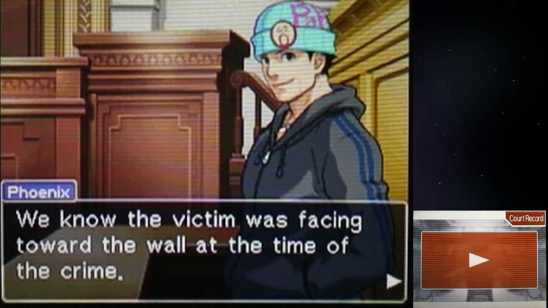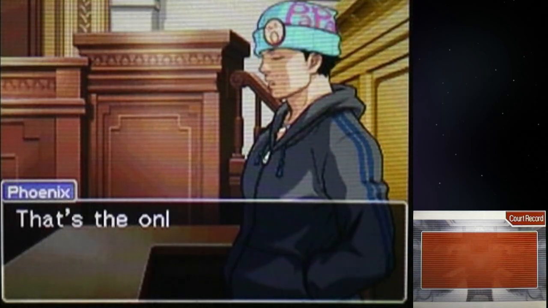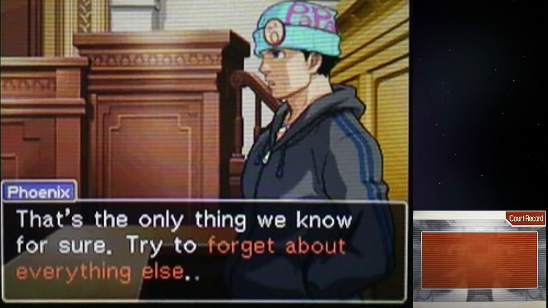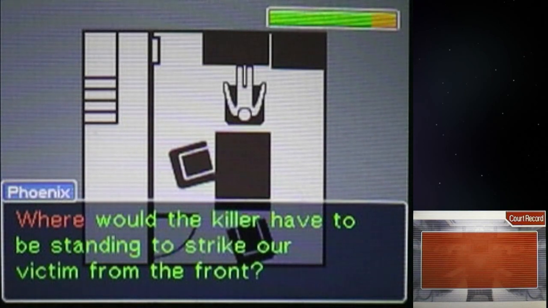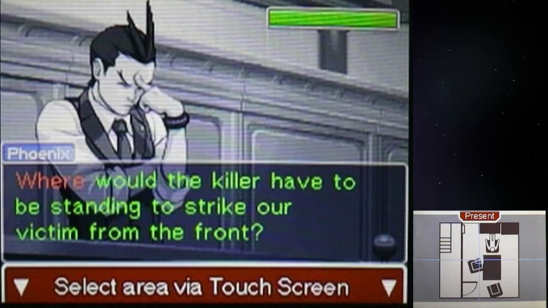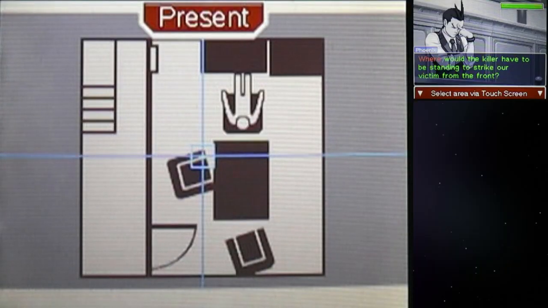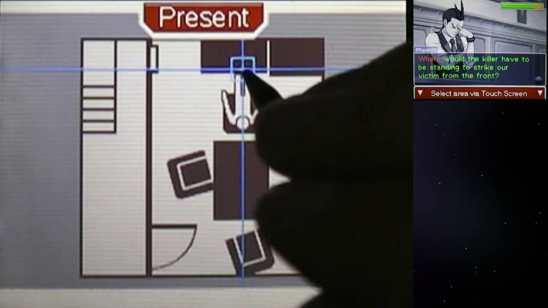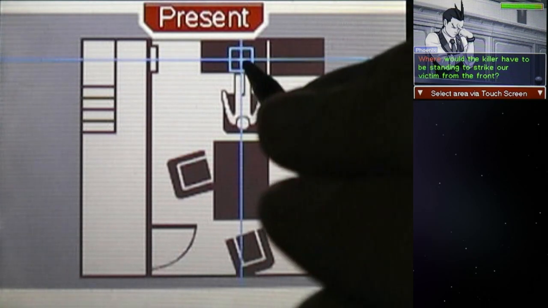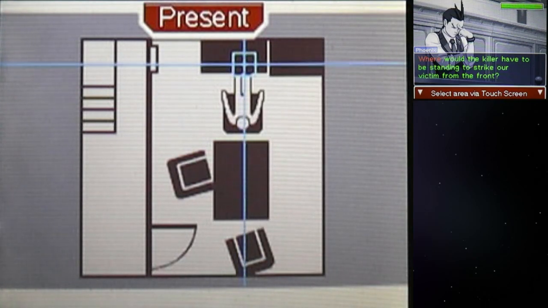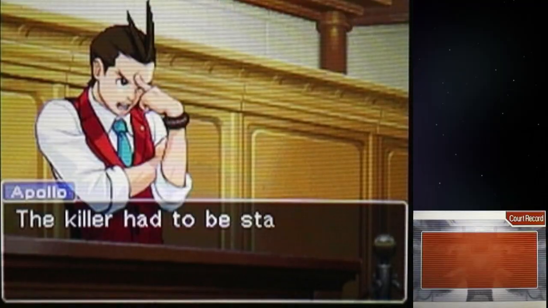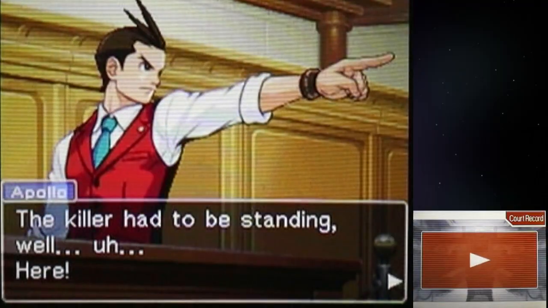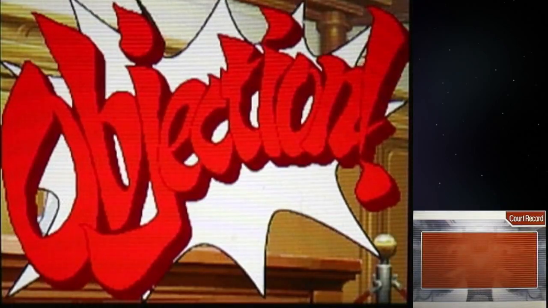We know the victim was facing toward the wall at the time of the crime. That's the only thing we know for sure. Try to forget about everything else. Where would the killer have to be standing to strike our victim from the front? There. In a wall. The killer had to be standing, well, here.